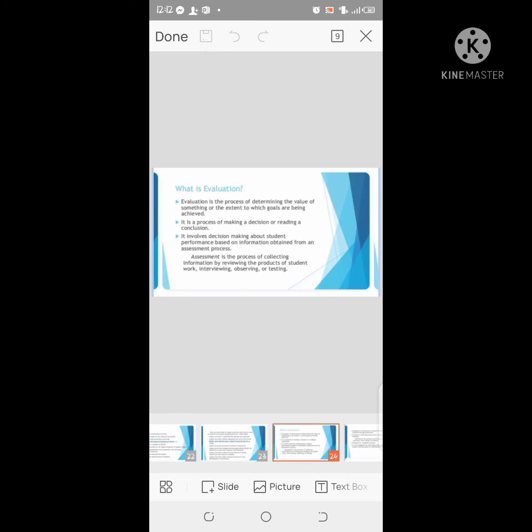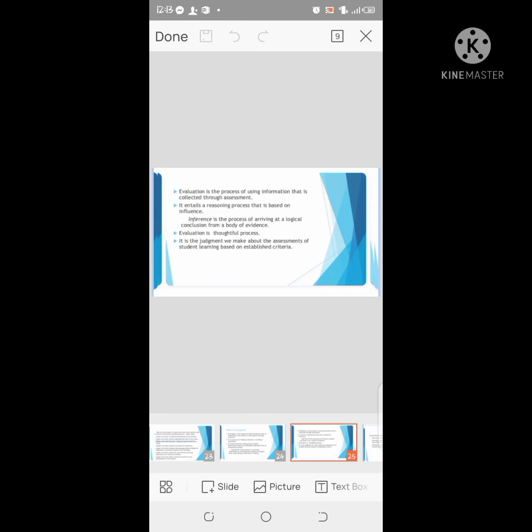Next, we have assessment, the process of collecting information by reviewing the products of students' work, interview, observing, or testing. So, assessment is very important, especially in a demo. At the end of the demo, you assess the students to see if they really understand the discussion. The way to assess the students' knowledge is by interviewing, observing, or testing. So, things like that.